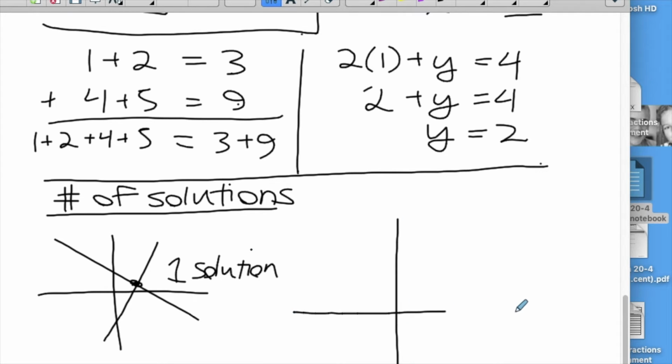So if you have two equations that when you graph them, they are parallel to one another. Oh, that looks really bad. Okay, can you guys pretend that those are parallel? They don't look parallel. I apologize. But I put the two arrows in there, so you guys should know that that means parallel. Okay? Parallel lines never intersect. If those two lines never intersect, there is not going to be a value of x and y that satisfies both equations. So this has 0 solutions.